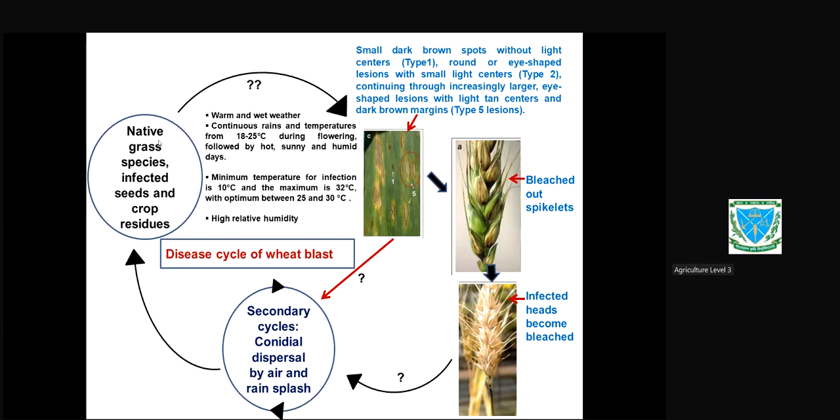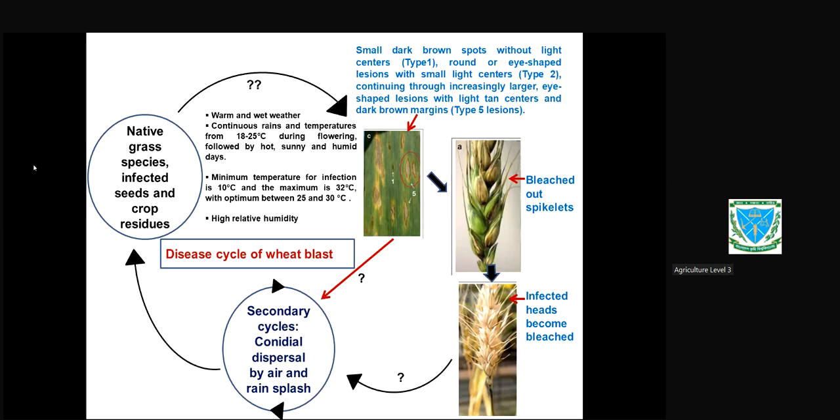What are the sources? Native grass species. Still, people are trying to investigate where the pathogen comes from, but it has been suspected that the pathogen may come from grasses and infected seeds. And sometimes this type of saprophyte can also survive on crop residues. Crop residues means after harvesting the crop, you leave some things in the field. So these 3 things may serve as sources for primary inoculum.